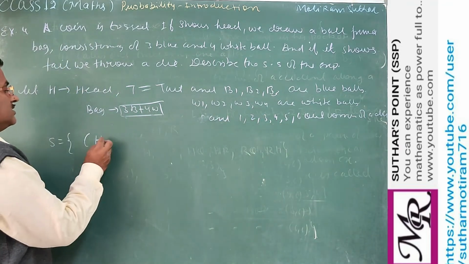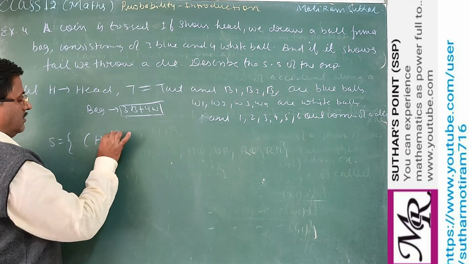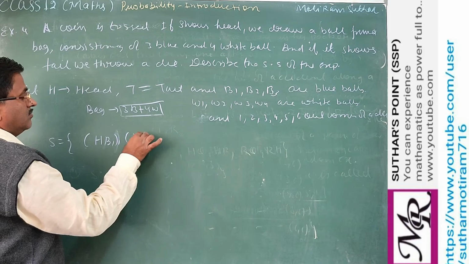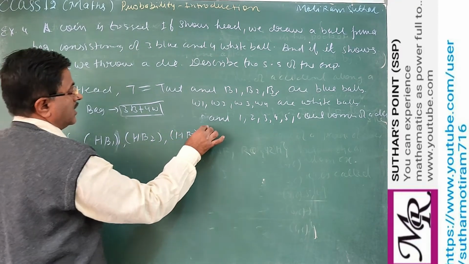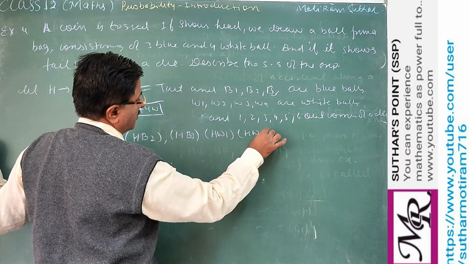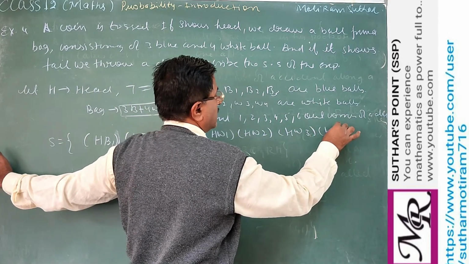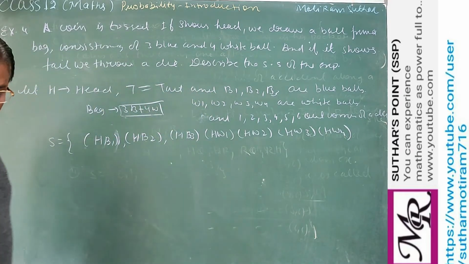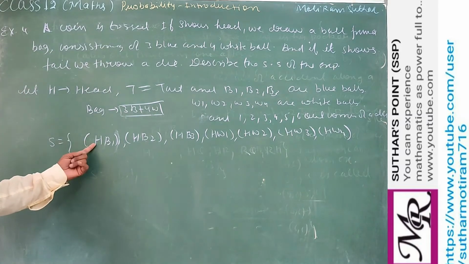So we can say H B1 आ सकती है, H B2 आ सकती है, H B3 आ सकती है, या H W1 आ सकती है, H W2 और H W3 और H W4. जब ऐड होगा तो इनके साथ में ये आ सकता है. अब चाहे तो स्मॉल ब्रैकेट को हटा सकते, सब में कोमा लगा दीजिए. You may write in this way. Now this is when head.